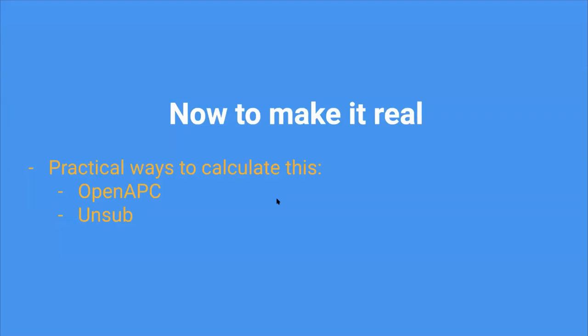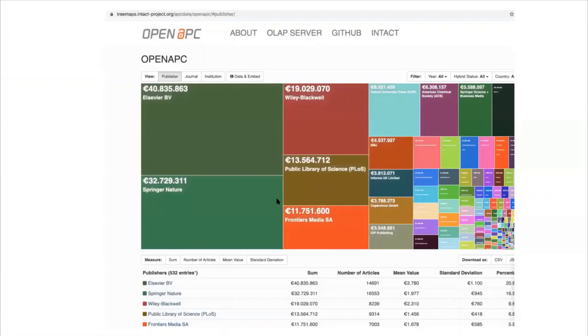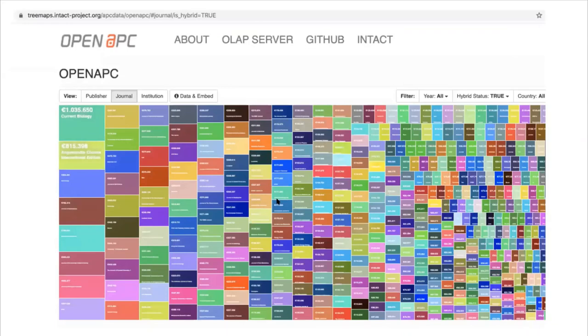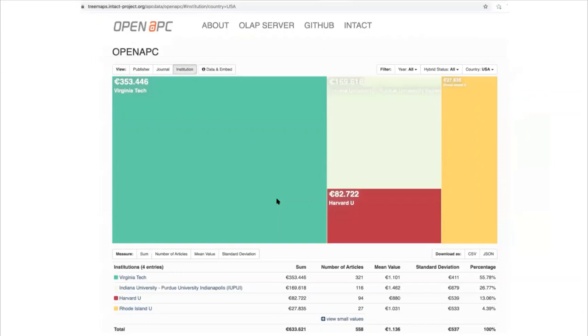And so let's make it real and talk about some practical ways to look at your APC spend. This Open APC database is worth clicking around. It's pretty cool. It is made from universities who report their open access spend to this database. Here you can see a breakdown by publisher. Here's a breakdown by journal, just hybrid journals, which is pretty cool. Unfortunately, it's almost all European universities. So here's the US ones. There's only really 4 that are contributing.